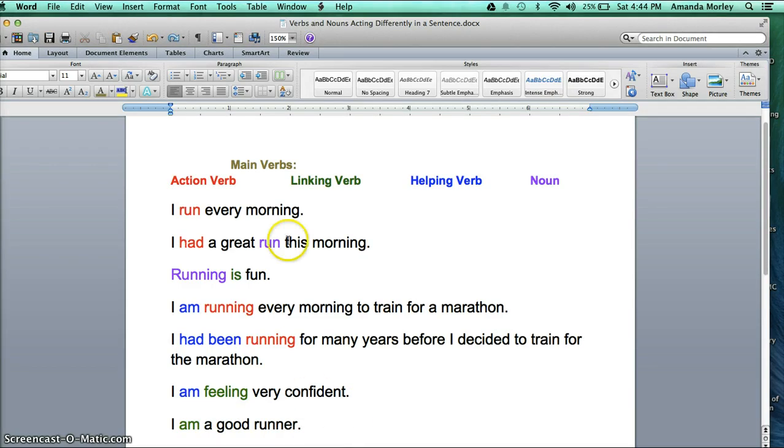Every single sentence has a main verb. Okay, every single sentence. If it's a complete sentence, if it's not a fragment, it has to have a main verb. And a main verb has to either be a linking verb or an action verb. So if we go through every single one of these sentences, we will see a red verb or a green verb. So this one has an action verb, linking verb, action verb, linking verb, linking verb. Every single complete sentence has either an action verb or a linking verb.